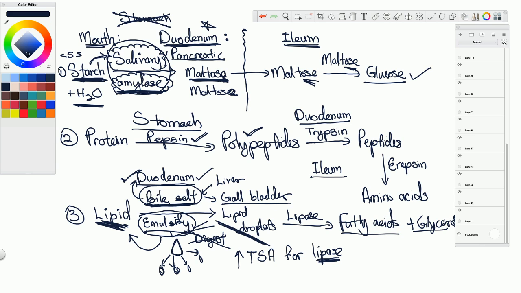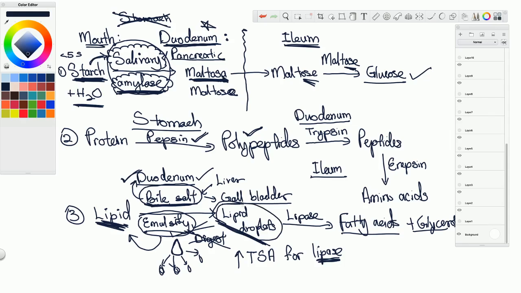Okay, I repeat first for the lipid. Lipid is a very special case. Your saliva cannot digest lipid. The only place that starts to digest lipid is the duodenum. In the duodenum, the first one is the bile salt. It can emulsify fat or lipid into smaller droplets, to increase the surface area for lipase digestion. Then your lipase can digest lipid into fatty acid and glycerol in the duodenum.